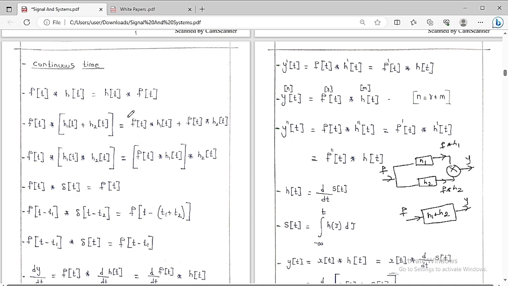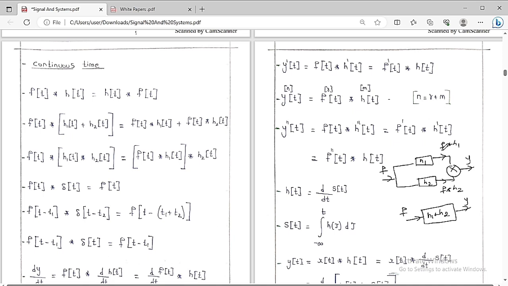So what will I do? Here I will take f of t as common. So f of t convolution of h1 of t plus h2 of t I can write. So what is the meaning of this? There is a new system. For this system, the impulse response is the summation of the impulse responses, which is h1 of t plus h2 of t. Then I give the input f of t, and I am going to get the same output as the previous output. So therefore, whenever you make the systems in parallel, the simplified circuit will have the impulse response as the summation of the impulse responses.